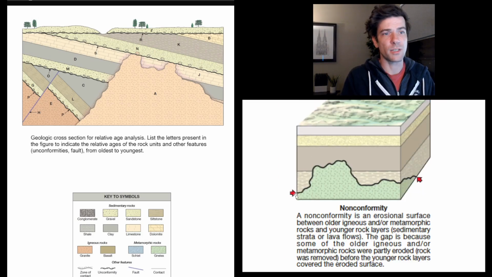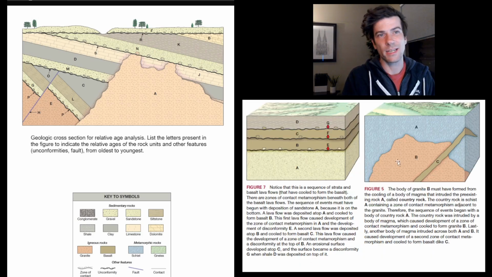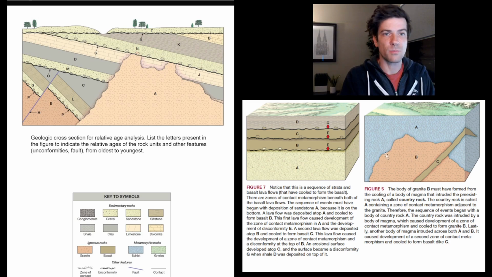Okay, a nonconformity is just one where there are igneous rocks underneath, and so it can kind of confuse. It could be confused with an intrusion, but we can identify the difference based on that zone of contact metamorphism again.